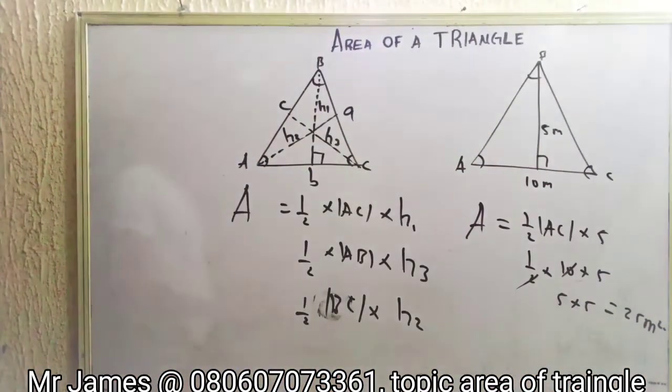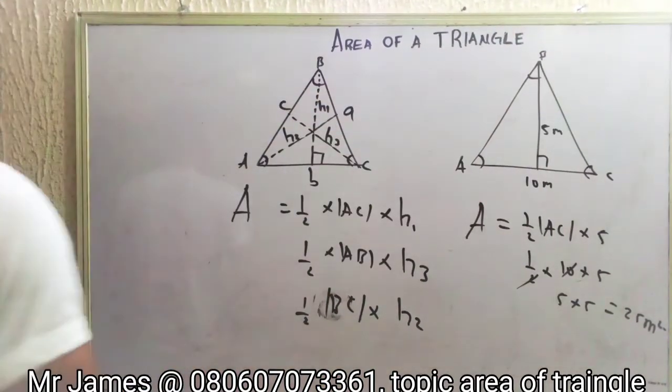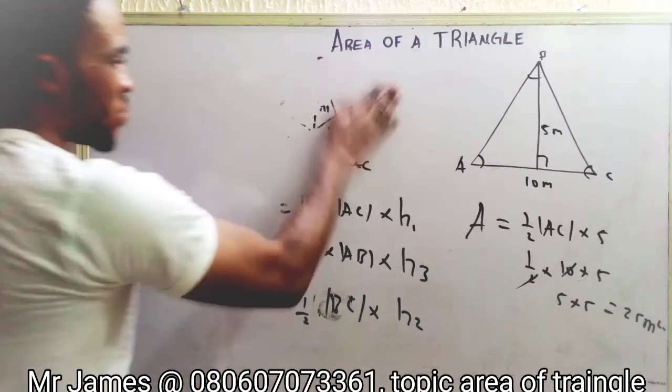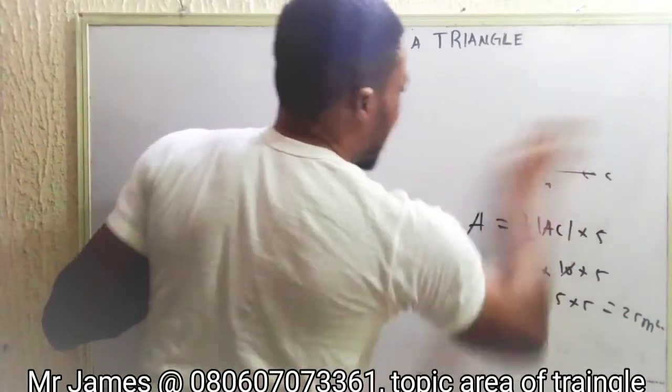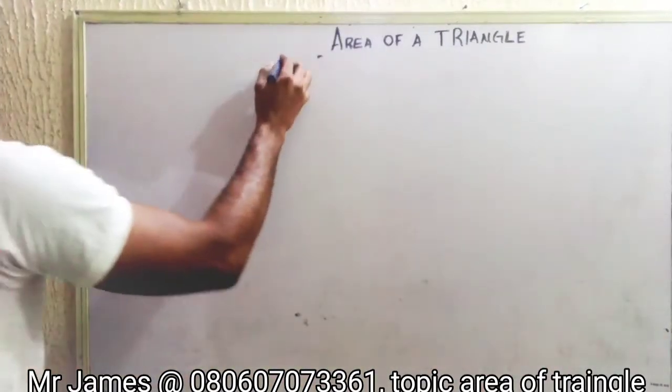That is that. So you can be given this side together with the height, and be asked to find the area. You still apply the same principle. Let's take a look at the second case, where you are asked to find the area of a triangle without being given the height.